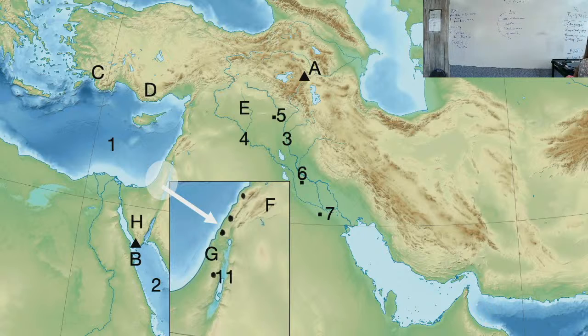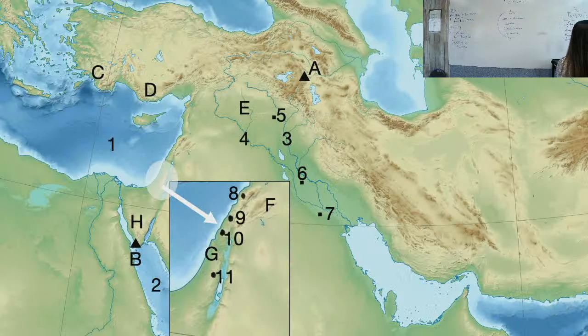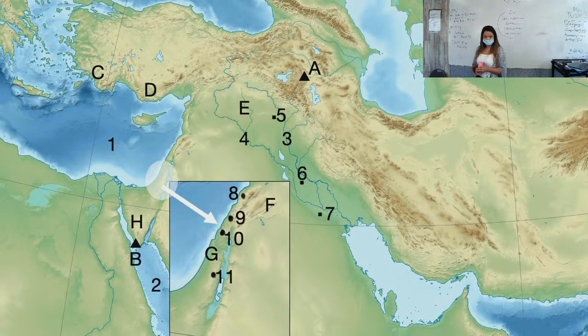Number 8. She did it backwards. Number 8. Liviana. What city is number 8? Byblos. Okay. Number 9. Tony. It's number 9. It is Sidon. Okay. Number 10.